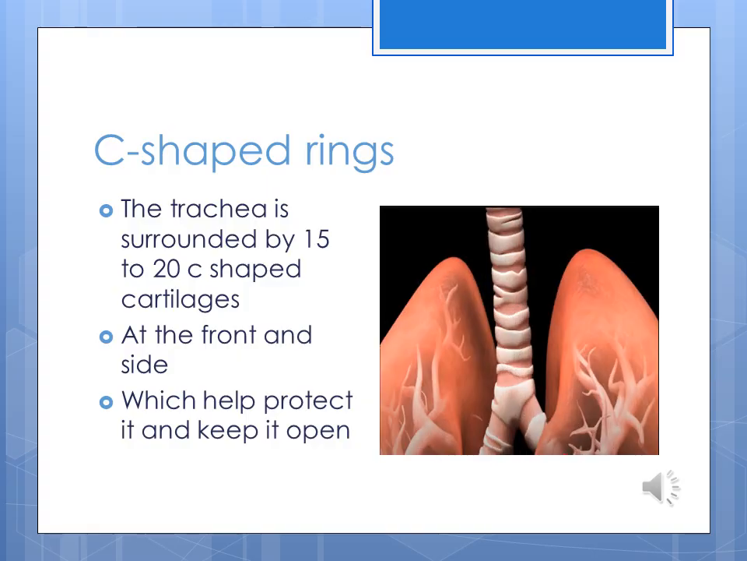The trachea is surrounded by 15 to 20 C-shaped cartilages at the front and sides. This is because behind the trachea there is the esophagus, and our food passes through our esophagus, right? So when the bolus is passing through it, it expands a little bit, and to allow free motion of the food to pass through our food pipe, they are present in C form, and these cartilages help protect and keep the trachea open.